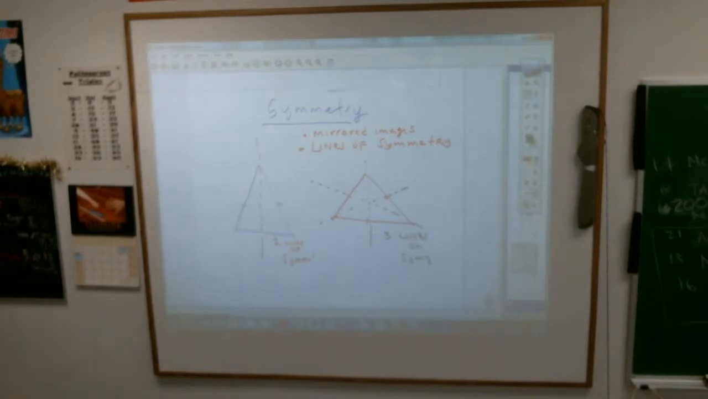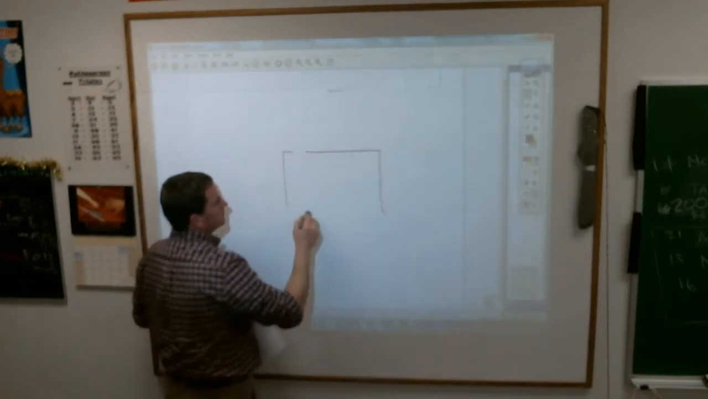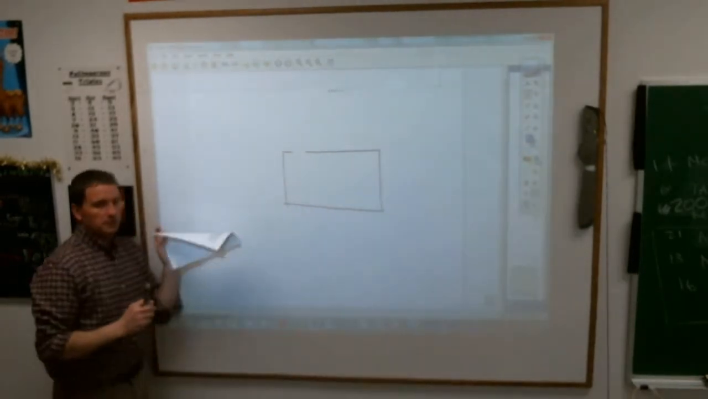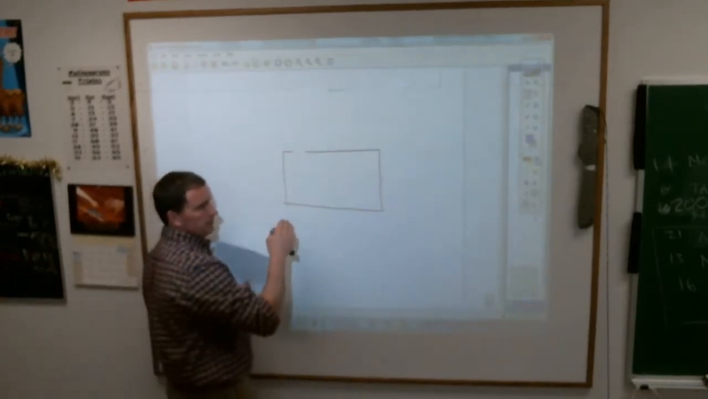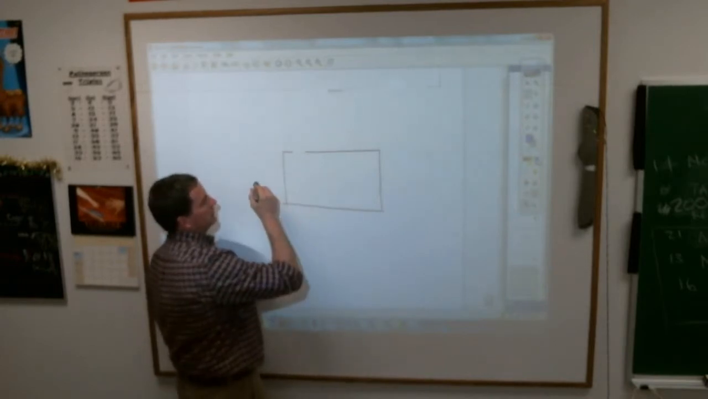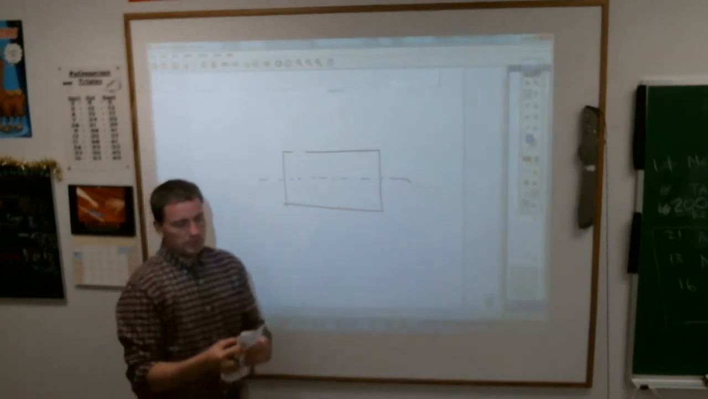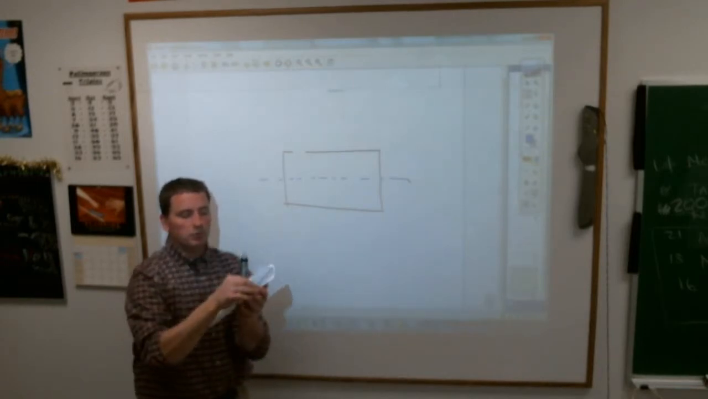So let's take a gander. Here's our example demonstration. Let's say we're talking about a rectangle. Where would you suppose a line of symmetry would be? Horizontally or vertically? Horizontally. And that would be true because if I fold this along this line here, those two sides do match up, corner for corner.